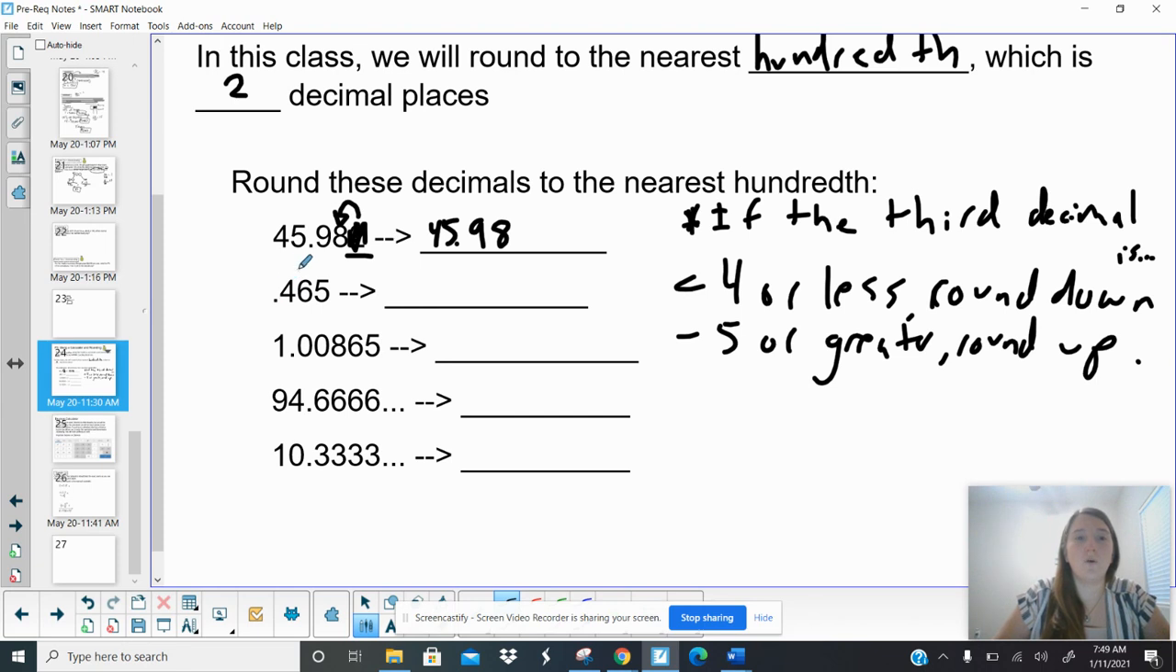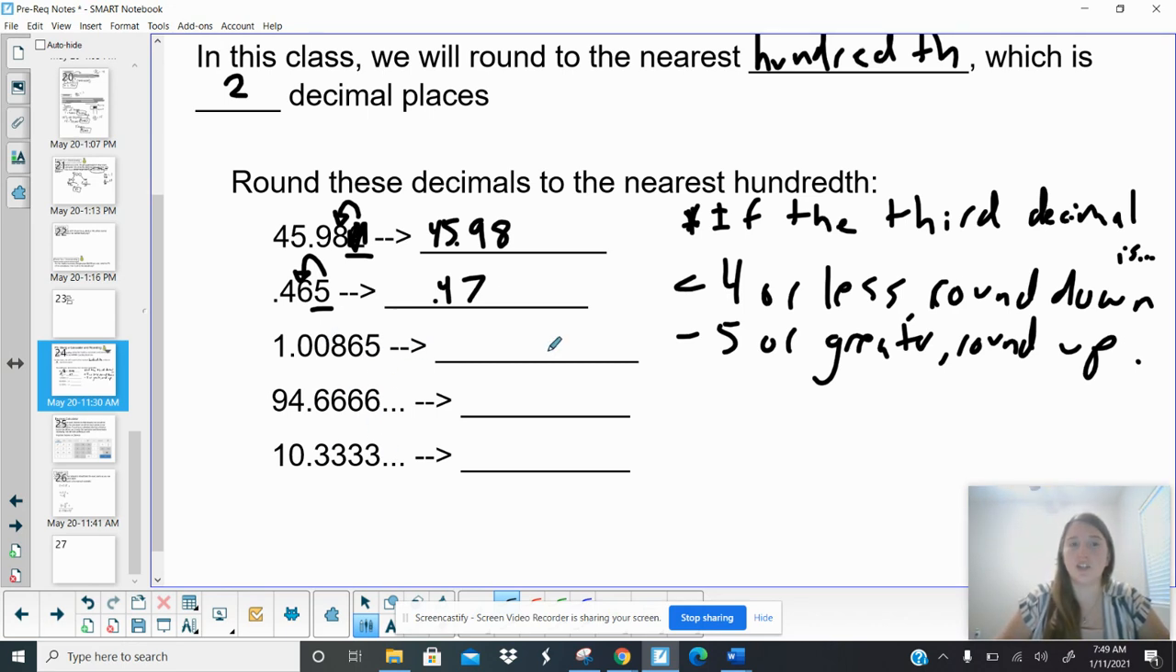So this is 0.465. So my 3rd decimal is 5. That's going to tell me what to do with the 6. So what do you think is going to happen here? This is 5 or greater, so we should round up. So now this 6 is getting rounded up to a 7, right? 0.47. So let's try one more, and then I'm going to have you guys try the rest of them.